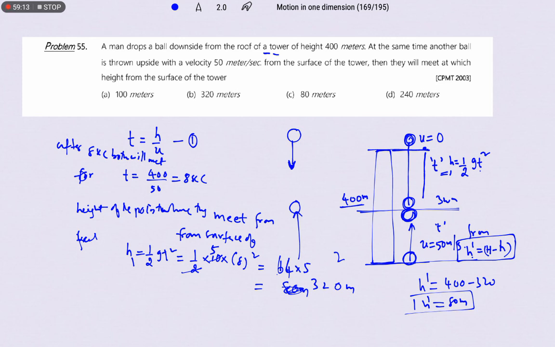Okay, so these are some numericals and applications based on motion under gravity. In the next lectures also we are going to do some more numericals based on the same concept.